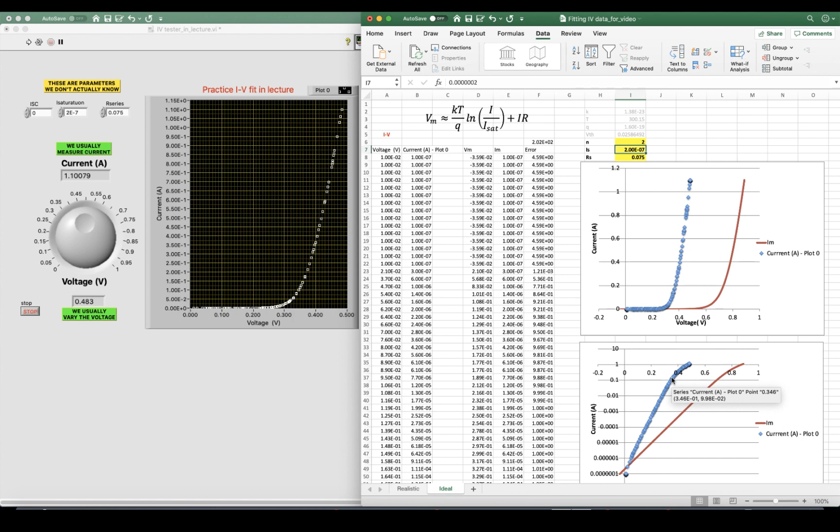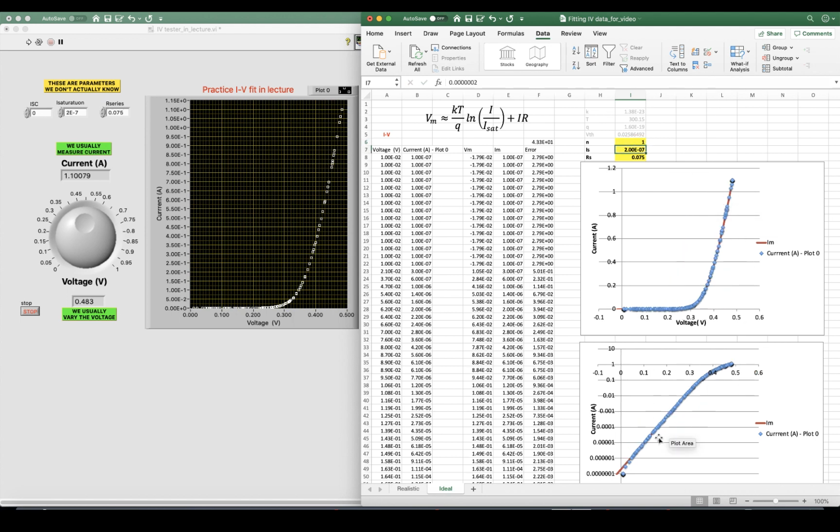So in practice, you may start with n equals 1, and if you see that the curve that you are proposing has a slope that is steeper than your actual data, then you would start changing n until you fit n, the saturation current, and the series resistance.